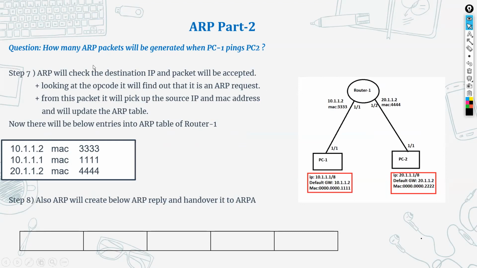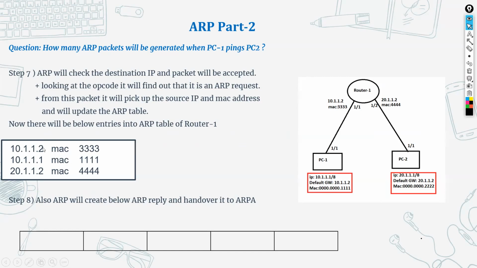Now ARP is going to check the opcode. What was the opcode that we populated? It was opcode 1, which means it is an ARP request packet, right? So from this packet, it will pick up the source IP and MAC address. What was the source IP and MAC in this particular packet? It was the PC1 IP and MAC, right? 10.1.1.1, and MAC is 1111. So now ARP is going to populate the ARP table of router 1. So now the ARP table of router 1 will look like this.